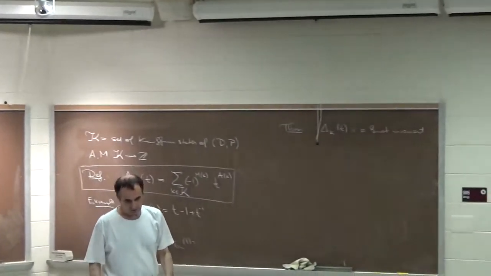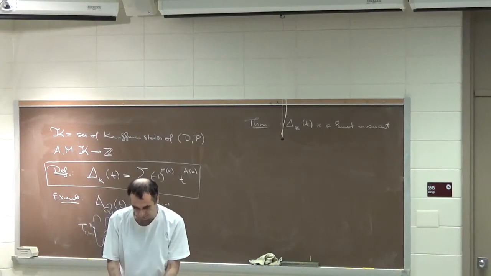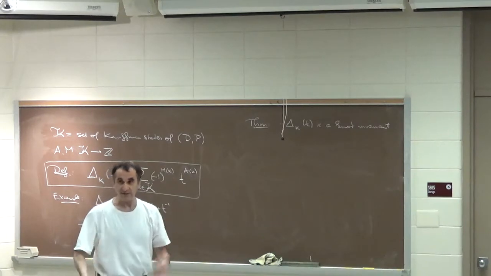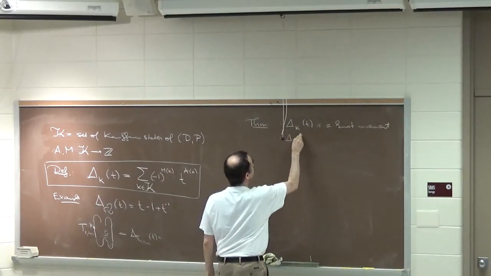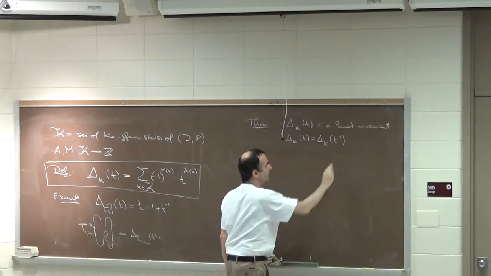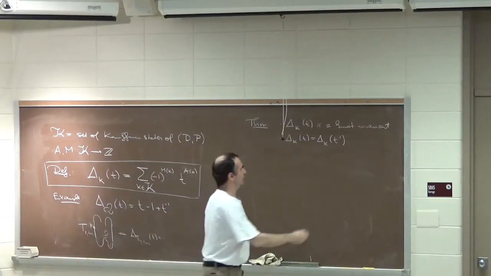And so in the next theorem, I tried to collect the main properties I would like to emphasize about the Alexander polynomial. So the next one is that this polynomial is symmetric, meaning that evaluating at t or t inverse, we get the same answer.